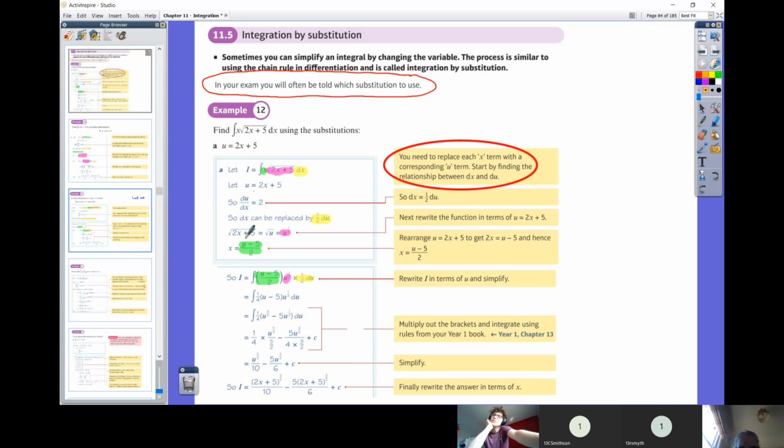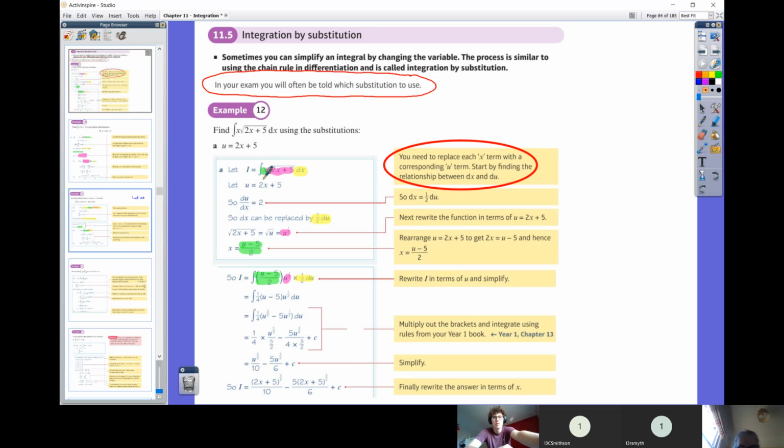Now let's move on to the square root of 2x plus 5. That's just going to be the square root of u, because the substitution we're using is u equals 2x plus 5. So the purple bit, the square root of 2x plus 5, we can replace with the square root of u, which is u to the half. So we've got the yellow bit in terms of u, and the purple bit in terms of u.